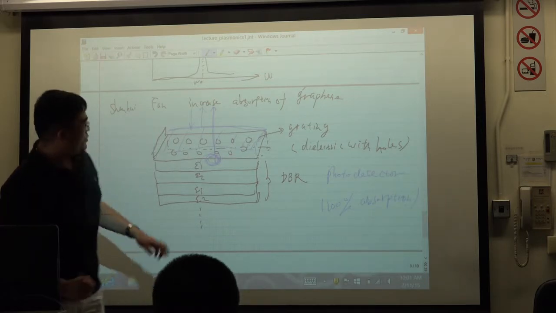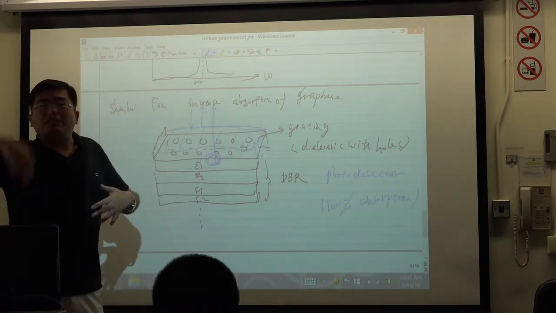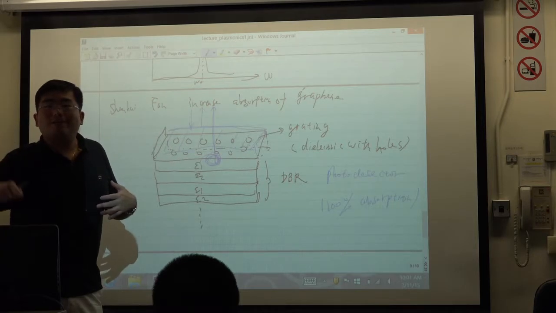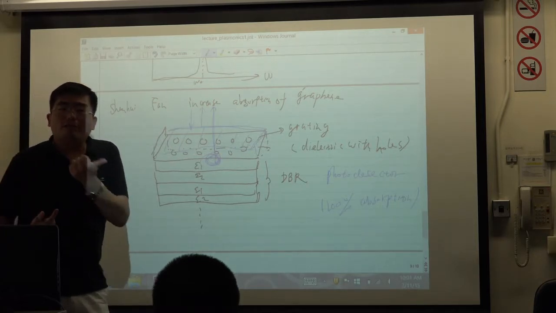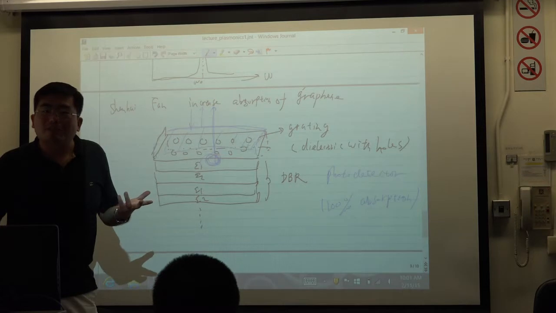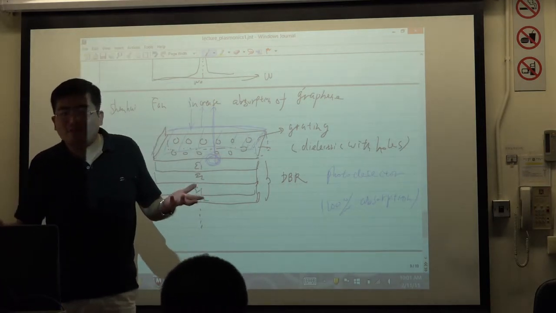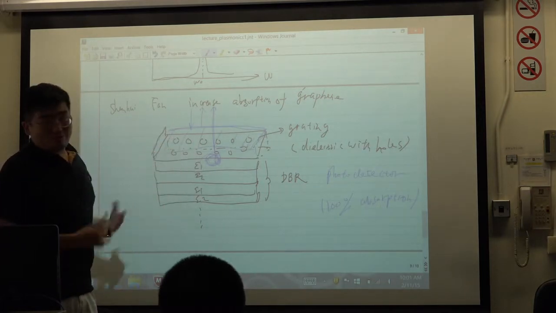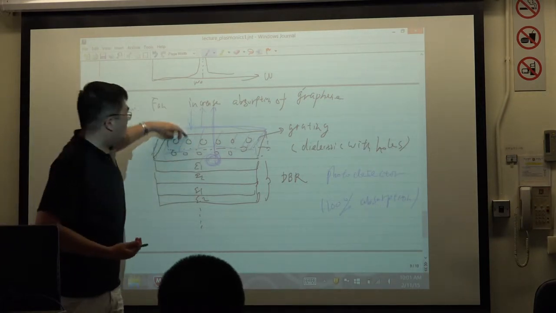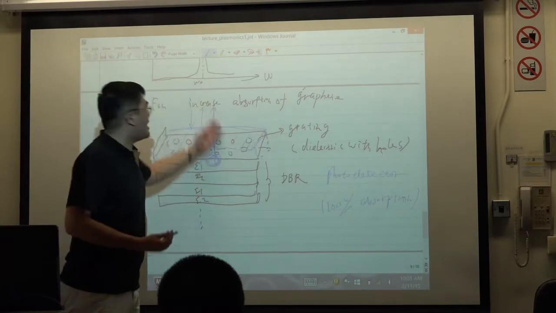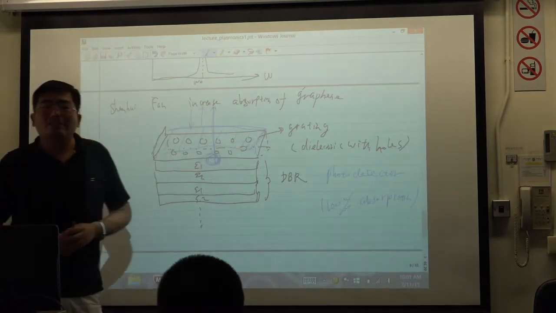Okay. Then why should you use DBR? They make T go to 0. This is the first condition. Because of 100% absorption, R should also go to 0, right? Reflection goes to 0. Why does reflection go to 0? Because there are two kinds of reflection. One is direct reflection, another goes to resonance and comes back in another direction. Okay, they cancel it out.